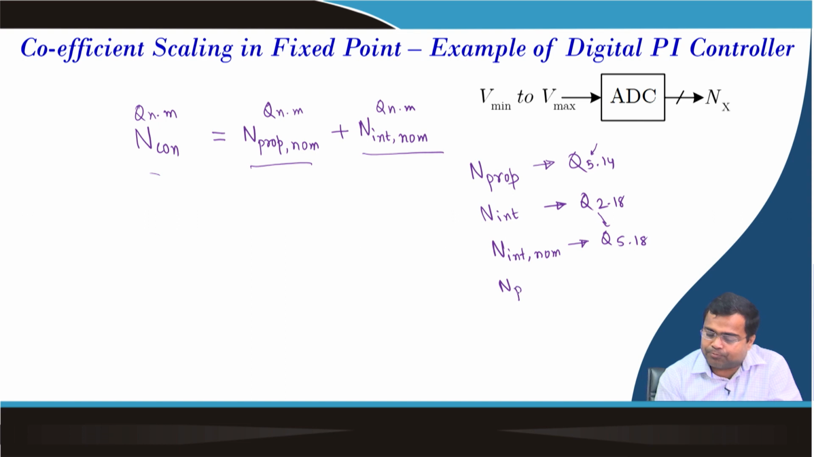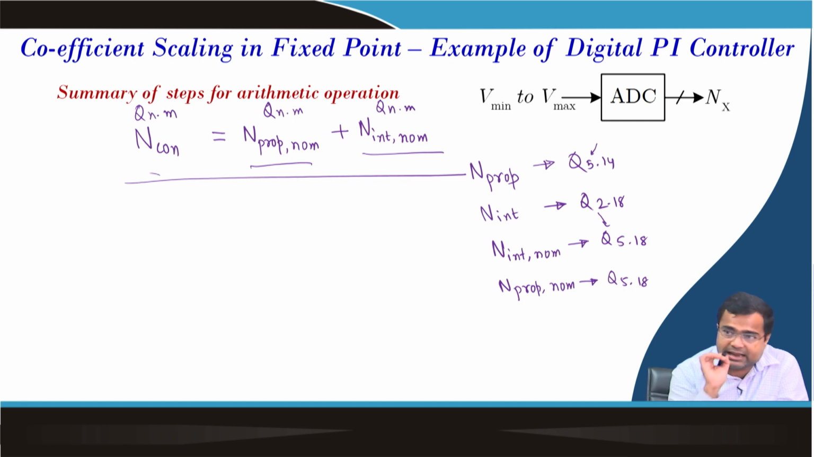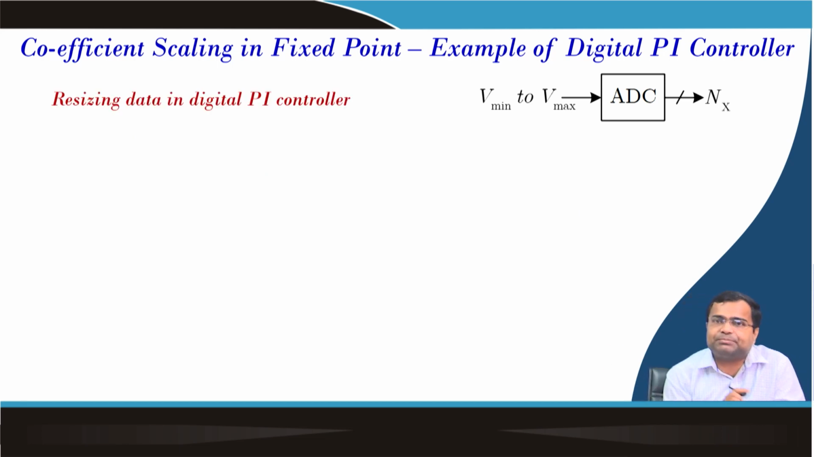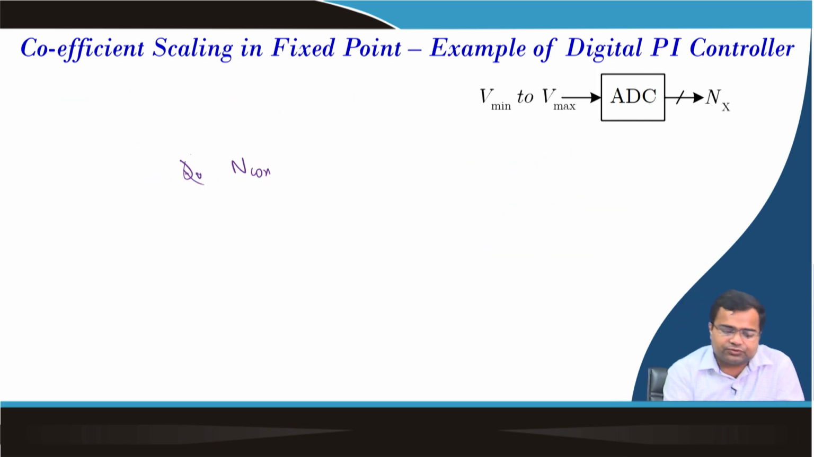And similarly, for the proportional control, we need to extend to Q5.18, where the remaining 4 bits will be padded with 0. So this is the addition of the two, and next you have to resize the digital data to get the controller output in the required form. So we got Q5.18, and we need to get it into that format.